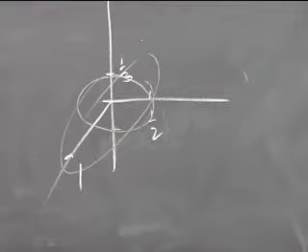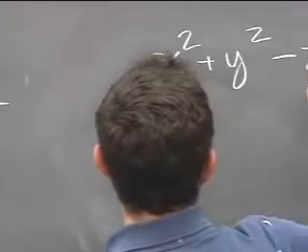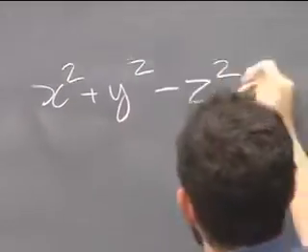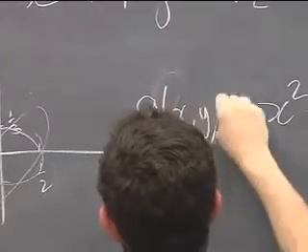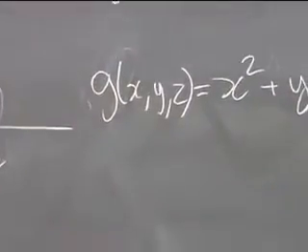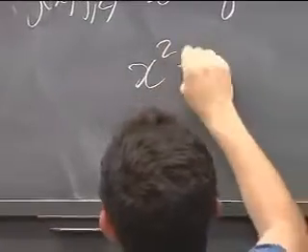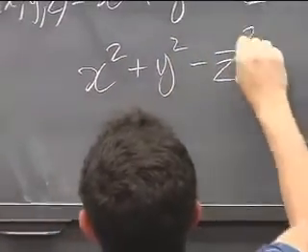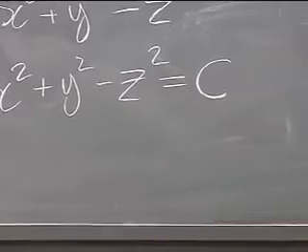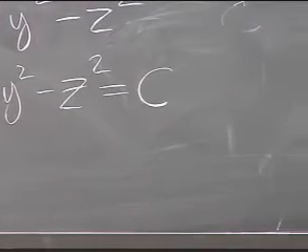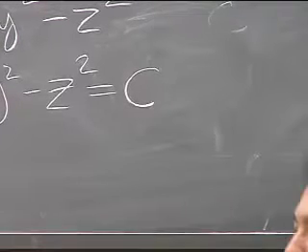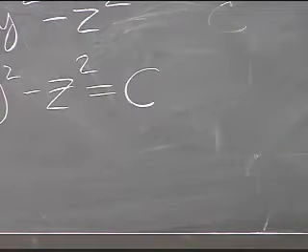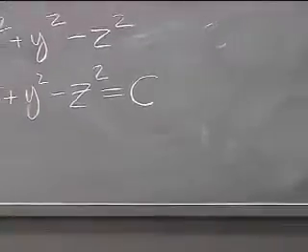A more interesting example is something like this: x squared plus y squared minus z squared. Let's say that's g of x, y, z. So the level sets are x squared plus y squared minus z squared equals c for some c. And as we discussed, when c equals 0, you get a cone. When c is a positive number, you get a hyperboloid of 1 sheet, whereas when c is a negative number, you get a hyperboloid of 2 sheets.